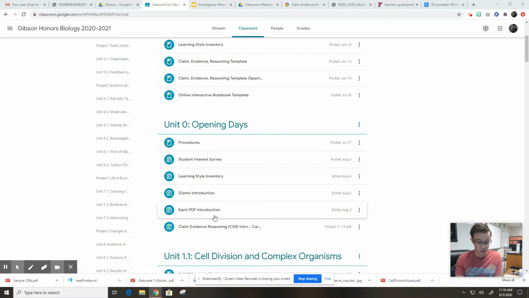Now the E stands for evidence. Evidence is literally where you are listing or providing a graph or data that proves your claim right, that supports your claim. You are still not explaining any of that stuff. You're just listing the evidence. And we'll have some practice doing that in class.